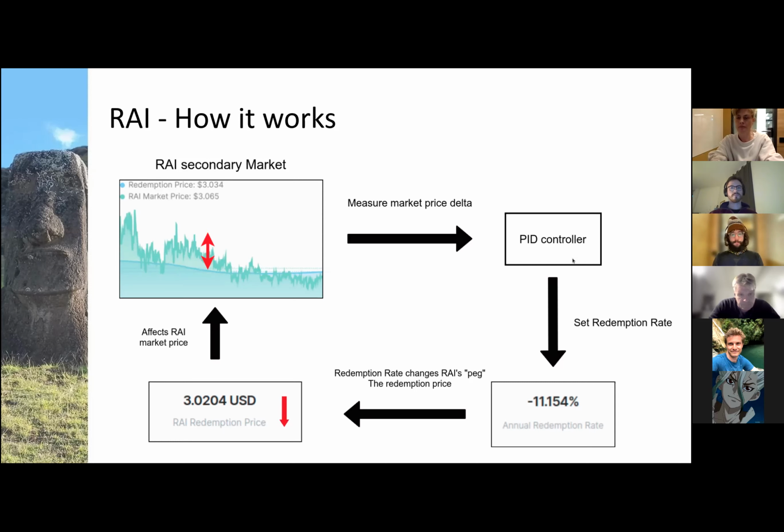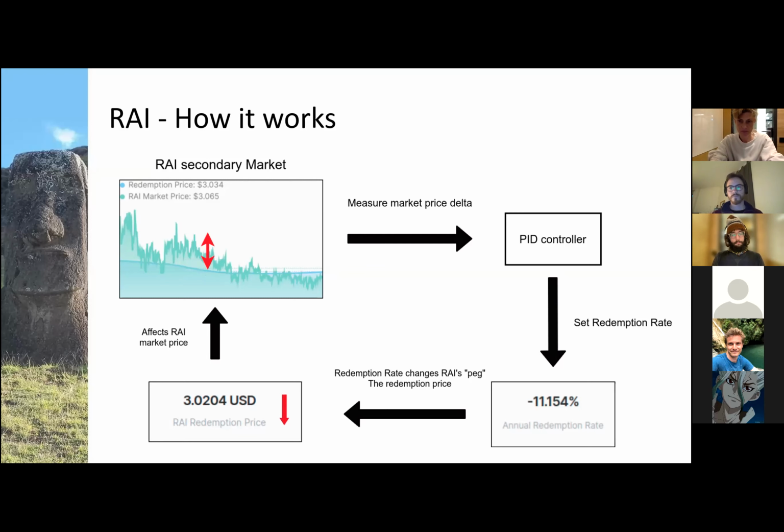So if the PID outputs a negative redemption rate of minus 11.15%, this means that the redemption price will go down 11.15% over a year if it stays like that. So minus 11% means the redemption price is going down in that specific example. And this is supposed to affect the price of RAI. And the loop goes on and on forever.